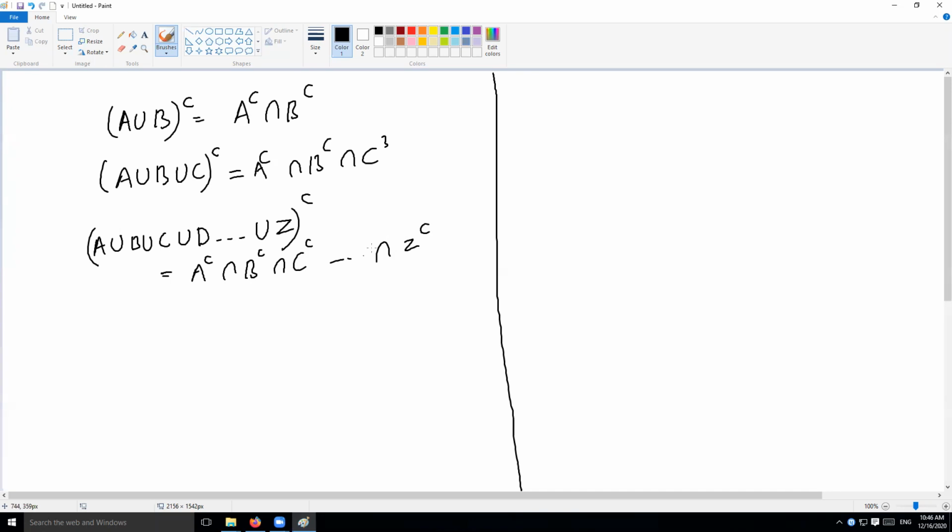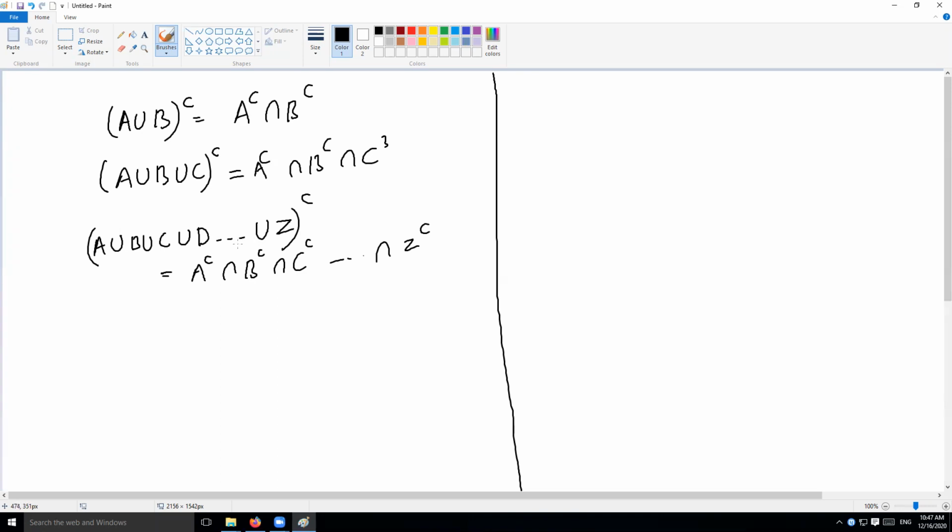Now, the trouble is that if I go beyond Z, so I want to add another set, I'll be out of letters. I have A, B, C, D, up to Z. If I want to add another element here, what name should I give to it? All the letters are exhausted. So what should I do?